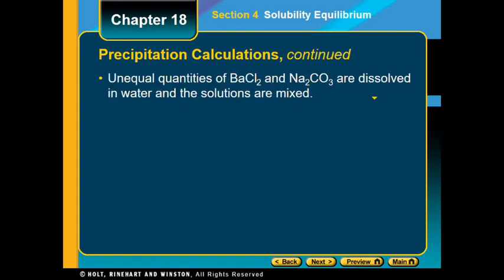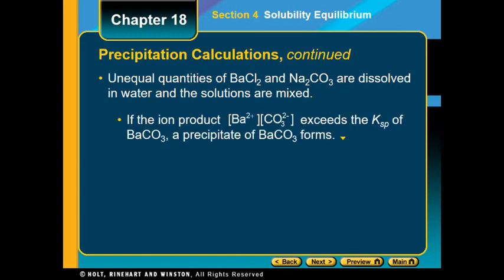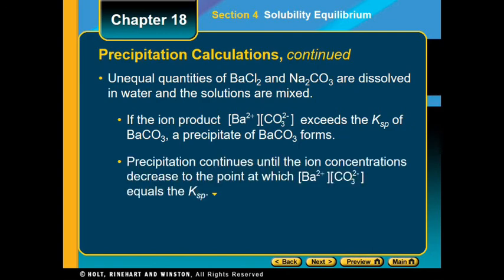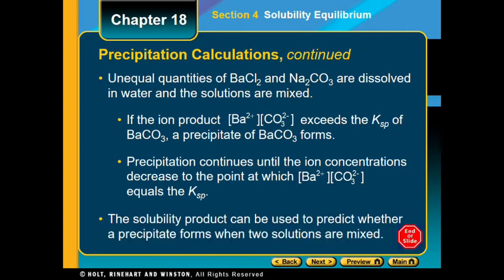So, unequal quantities of barium chloride and sodium carbonate are dissolved in water. The solutions are mixed together, so the ion product for the barium carbonate exceeds the KSP of barium carbonate, which is a precipitate that forms. Precipitation continues until the ion concentrations decrease to the point at which the two ions equal the KSP, and the solubility product can be used to predict whether a precipitate forms when two solutions are mixed.